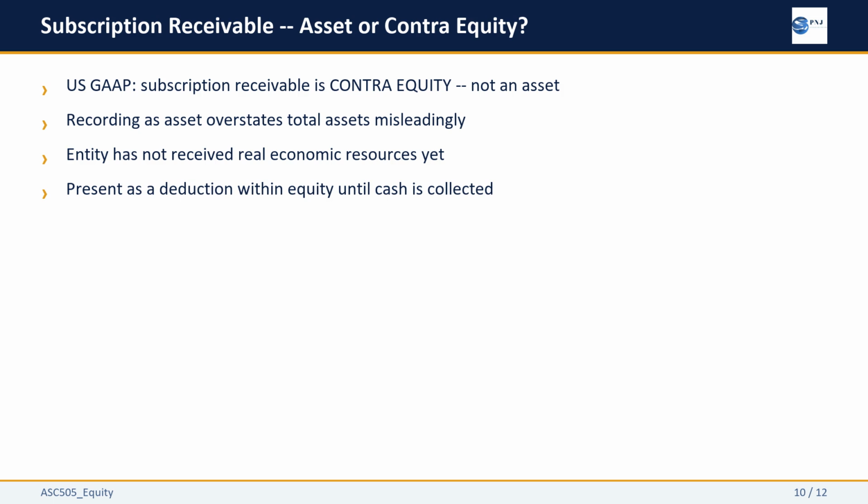Here is the accounting treatment that surprises many practitioners. When a subscription is signed but full payment has not yet been received, you have a receivable, the amount still owed by the investor. The instinct is to record this as an asset on the balance sheet, like any other receivable. But US generally accepted accounting principles says no. A subscription receivable for shares not yet fully paid must be presented as contra equity, a deduction within the equity section, rather than as an asset.